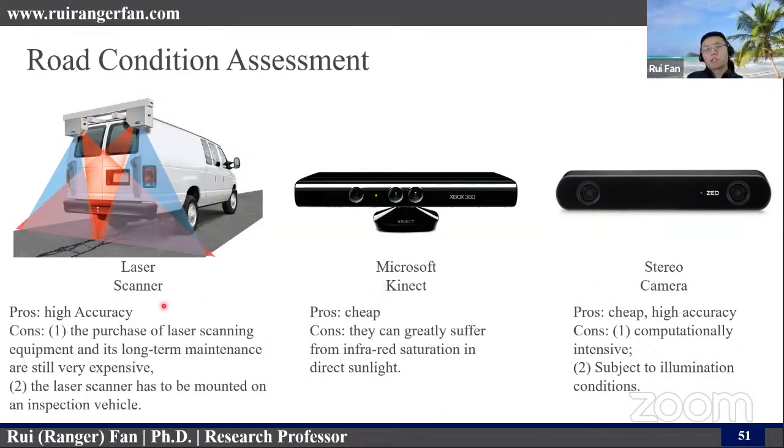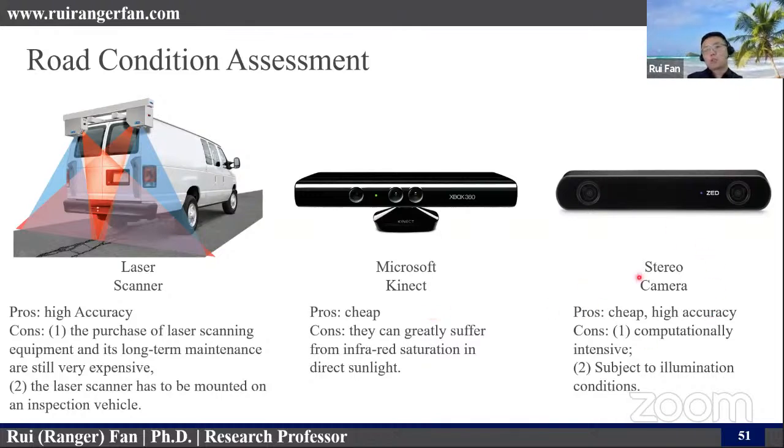The first one, the laser scanner, gives more accurate results, but the problem is the purchase of the scanning equipment and its long-term maintenance is very expensive. And it has to be mounted on a vehicle like this one. It's called an inspection vehicle. So we cannot only purchase a LiDAR scanner, we have to buy the whole vehicle. As for the Microsoft Kinect sensor, it's cheap, but the problem is it can greatly suffer from infrared saturation in direct sunlight.